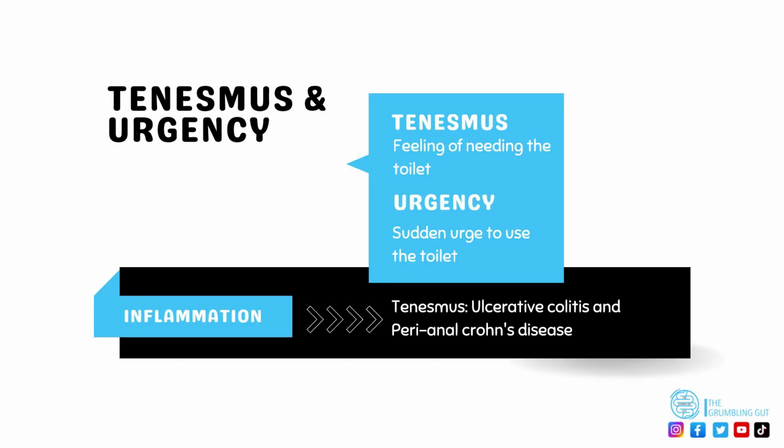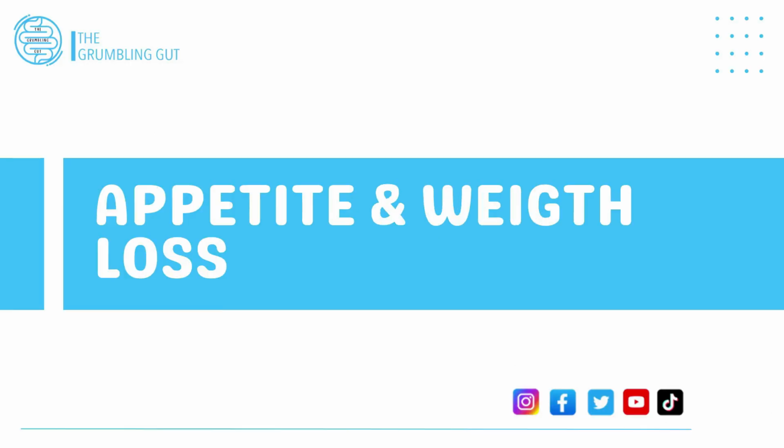Other symptoms associated with digestive complaints, especially with diarrhea and fecal incontinence, are tenesmus and urgency. Tenesmus is the feeling of needing to go to the toilet even though you have just been and your bowels are empty. It is mainly experienced in those with ulcerative colitis due to the inflammation of the rectum, but can also be experienced in those who have perianal Crohn's disease. And urgency is the sudden urge to use the toilet and to have a bowel movement, which is frequently associated with diarrhea. Next, we're going to look at appetite and weight loss.